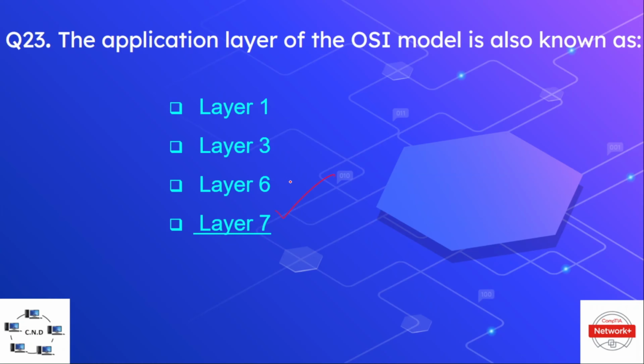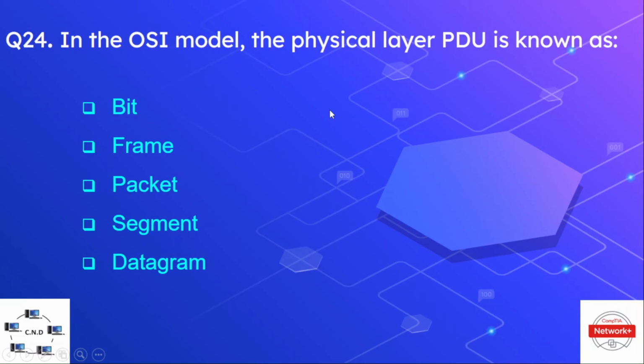So let's get to the next question, question number 24. In the OSI model, the physical layer PDU is known as, I think PDU stands for, I am just forgetting the exact pronunciation. DU is data unit, P is, I think, packet data unit. I will check it and let you know later. But the options are bit, frame, packet, segment, and datagram.